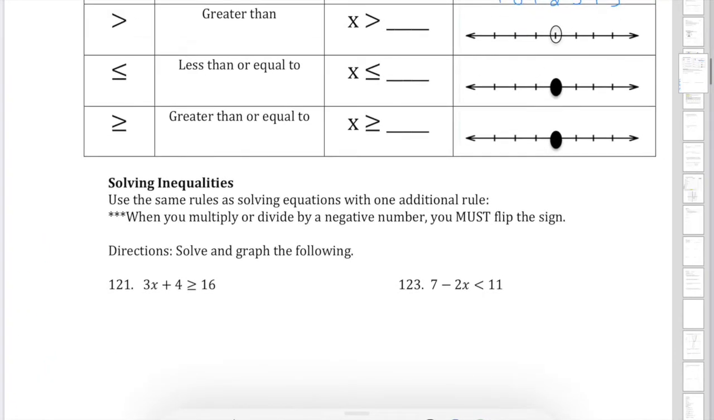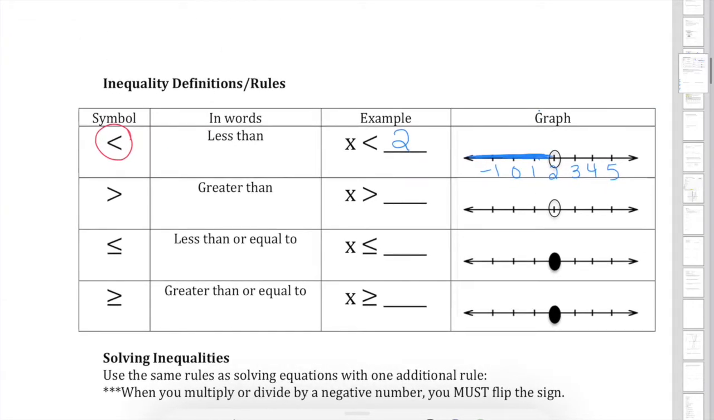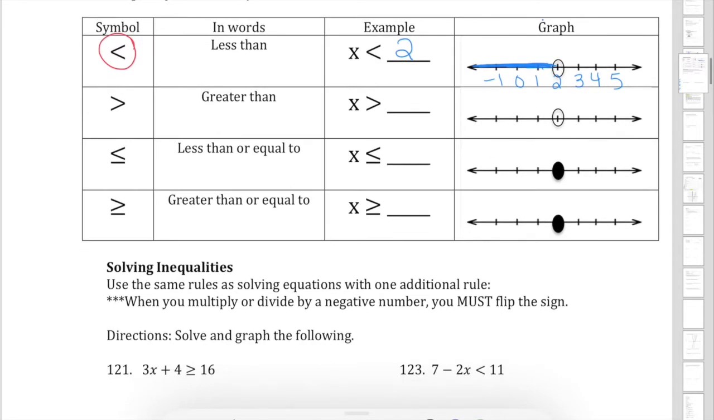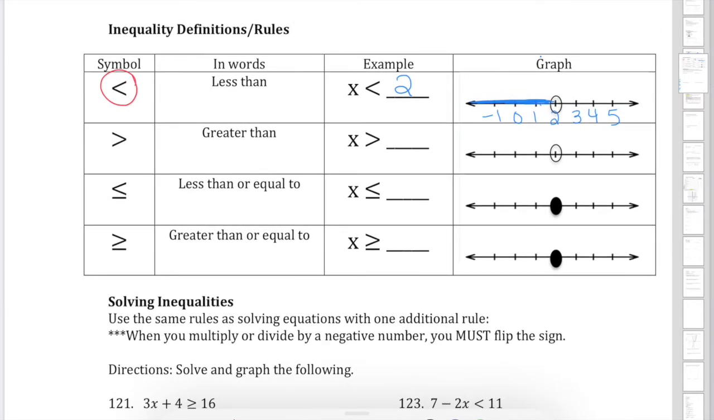If you look at the next few examples, they have the symbol, but it doesn't give you the words as well. You just need to know what those symbols represent so that you can actually answer the question when needed. So you need to know that that symbol that I circled in red is less than. If it helps you, less than starts with L.